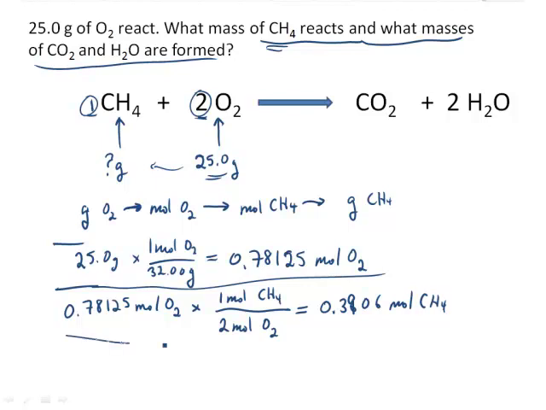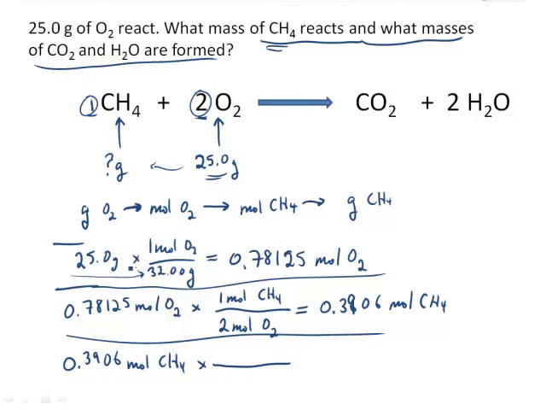And finally, I can convert that 0.3906 moles of CH4 to grams using its molar mass. Now notice the molar mass will be different now, because earlier I had the molar mass for O2. Now I'm going to use the molar mass for CH4. And because I'm converting from moles to grams, 1 mole of CH4 is on the bottom. The molar mass for CH4 is 16.04 grams of CH4. So I multiply that by 16.04, and that gives me 6.27 grams of CH4.